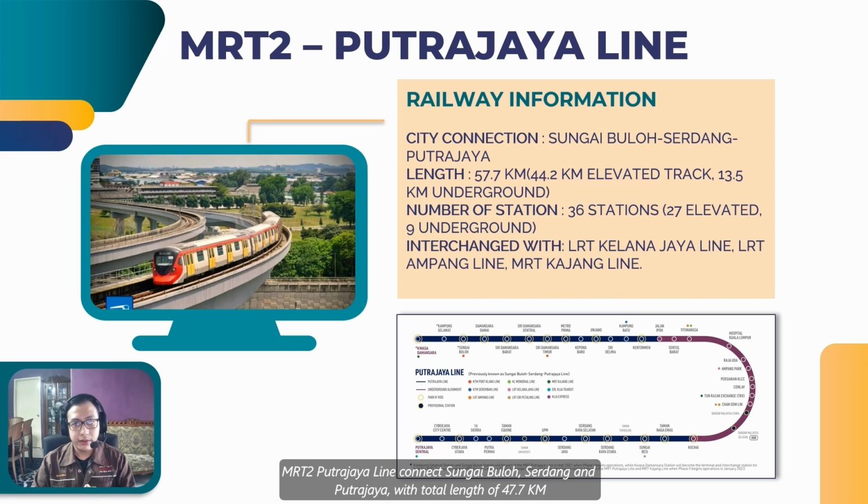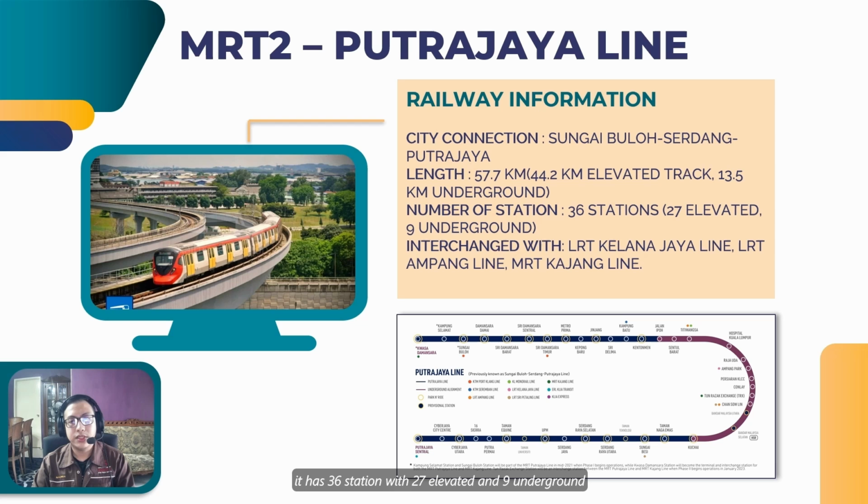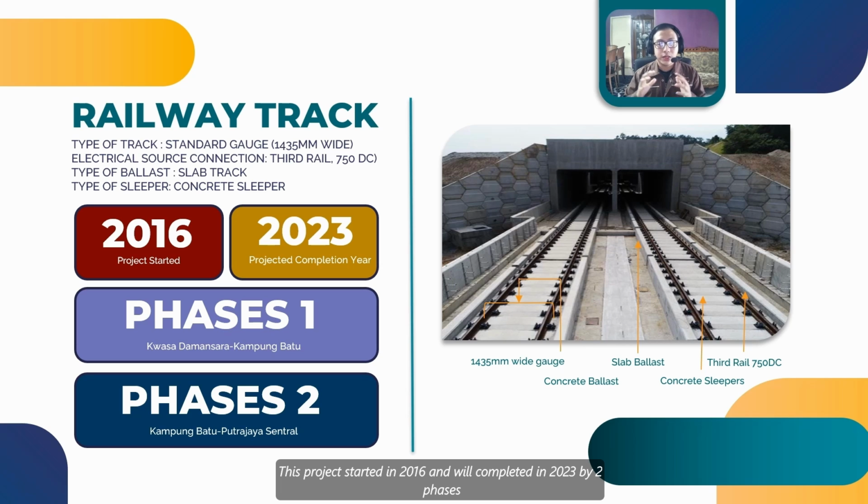MRT2 Putrajaya line connects Sungai Buloh, Serdang and Putrajaya with total length of 57.7 km. It has 36 stations with 27 elevated and 9 underground. This project started in 2016 and will complete in 2023 by 2 phases. Phase 1 Kuasa Damansara to Kampung Batu, Phase 2 Kampung Batu to Putrajaya Central. It used standard gauge and the third rail systems by using the slab track and the concrete sleeper.